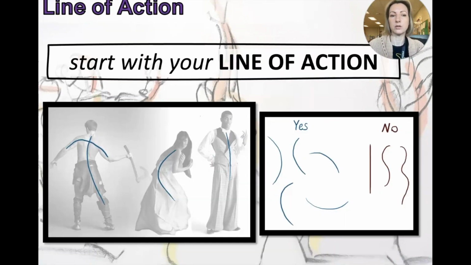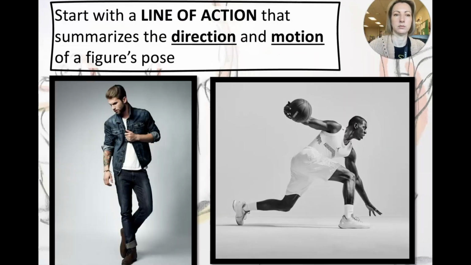So you want to start with your line of action. There are some examples on the left of a line of action, summarizing that pose. It should just be one curved line. It should not be a squiggly line, and it should not be a straight line. So it should be just one curved line. You want to summarize the direction and motion of a figure's pose.